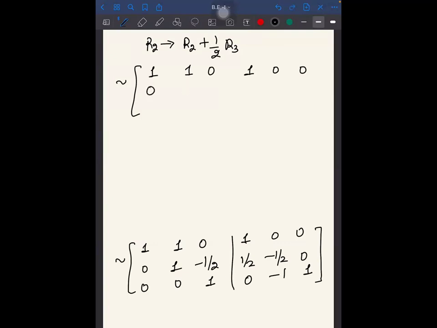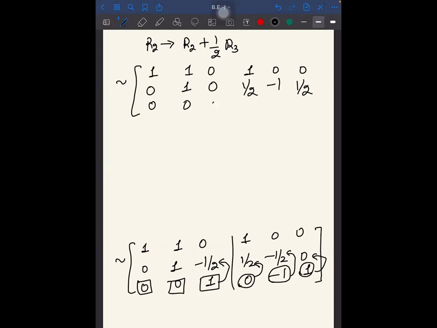Why? Because these two entries are 0, and if you multiply this by half and add it there, that will become 0. Multiply this by half and add it over here, again half. This by half, add it over here, so this will become minus 1. And this by half and add it over here, so this will become half. And R3 will remain the same. Yes, are you with me on this? Yes, sir.